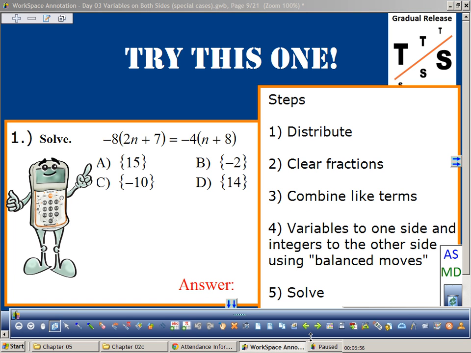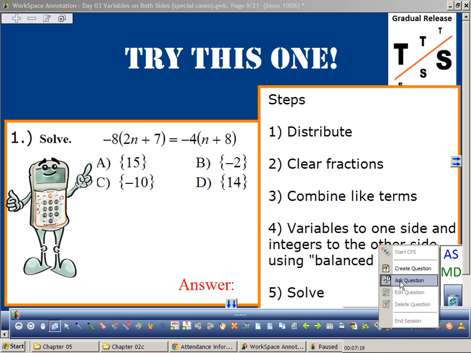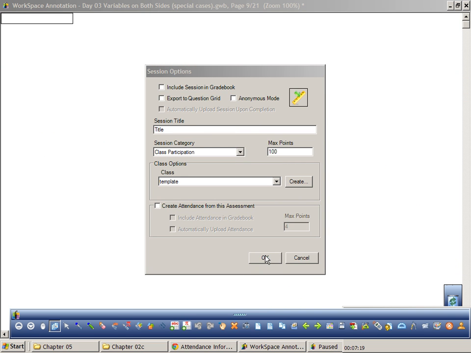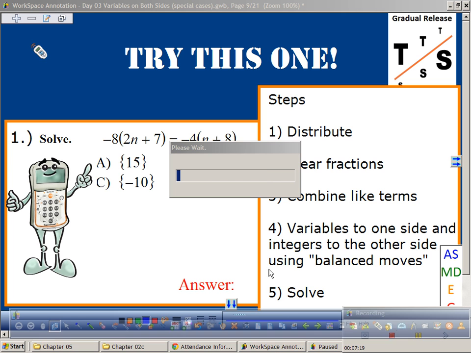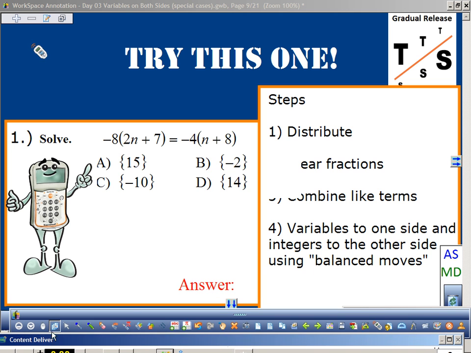All right, so let's move on to trying this one. One person gets the whiteboard, one person needs to use the clicker. So let's start with A's. A's, what do you want to do? Clicker? Okay, so A's, you get the clickers, B's, you get the whiteboard. Do this one for me and put it in your clicker. I'm going to start the clickers right now. Okay, clickers are started.